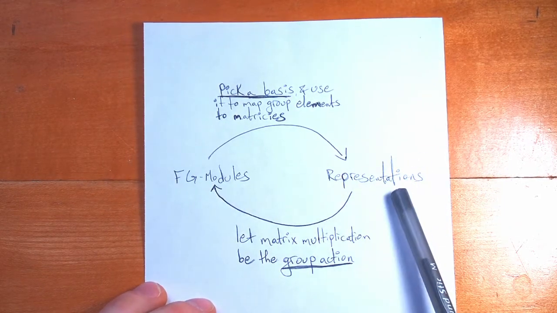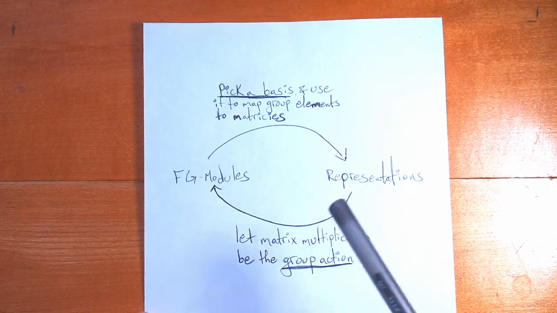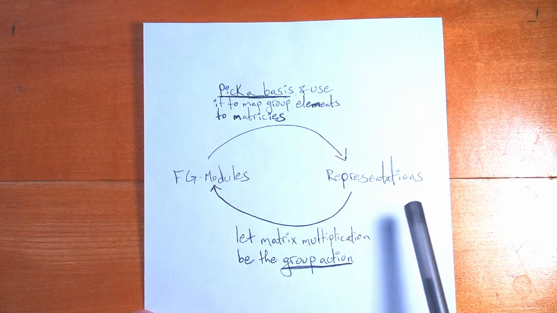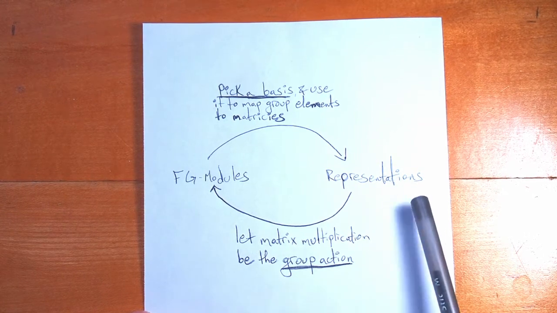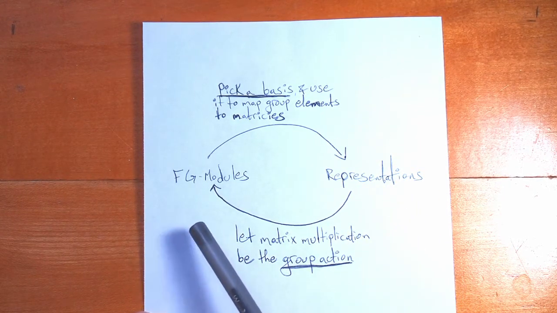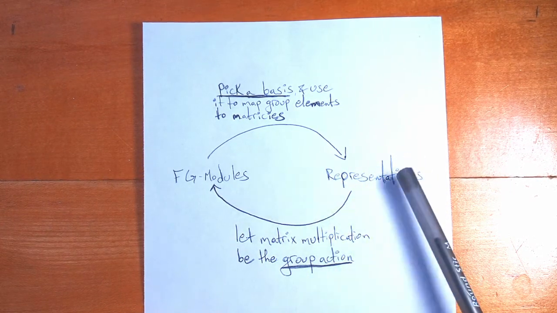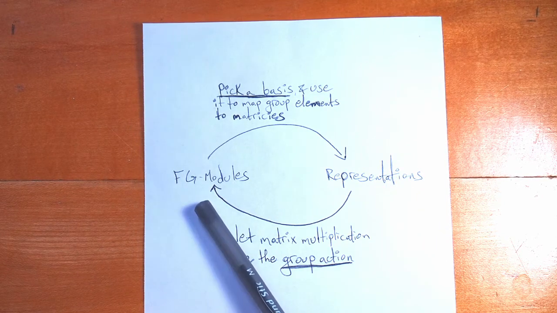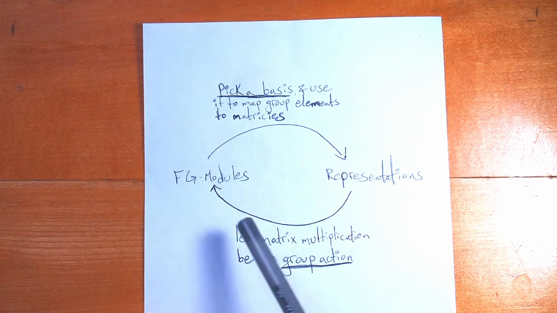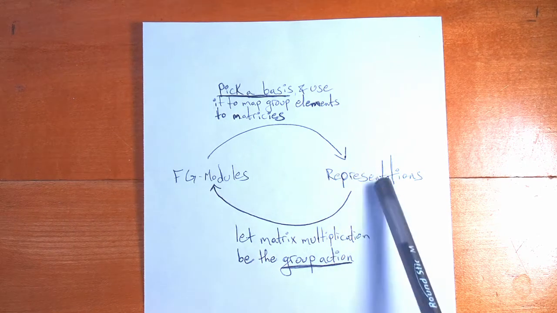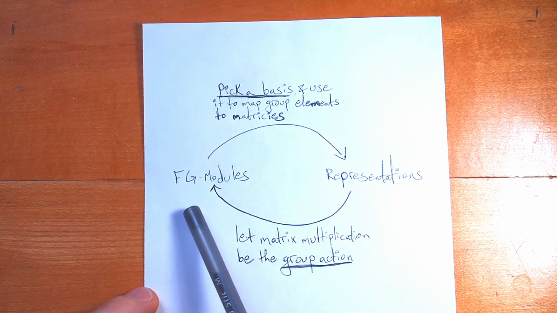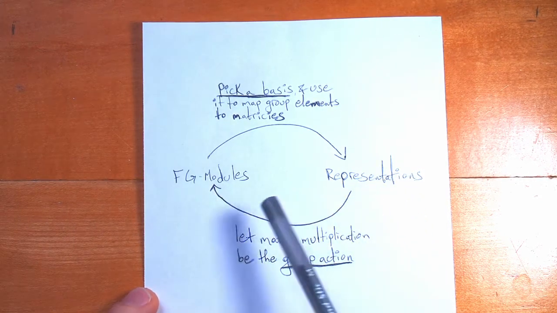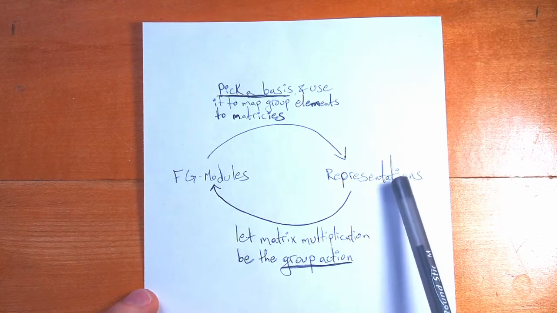And in the last video, we started with representations, and we said, well, that's just a matrix. We know how matrices act on vectors. If you let those matrices act on a vector space, it defines a group action. No matter what representation you start with, you can always create an FG module. You cannot find a representation that can't then generate an FG module. So this is why FG modules and representations really talk about the same things.